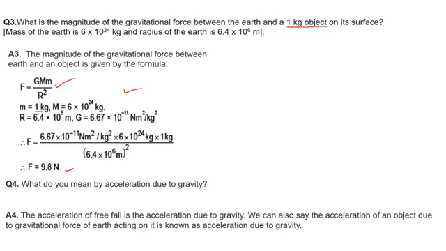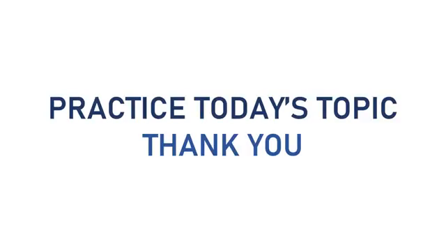Clear? Now, what do you mean by the acceleration due to gravity? The acceleration of a free fall object is the acceleration due to gravity. The actual acceleration which is caused by gravity is nothing but the acceleration due to gravity. Simple. We can also say that the acceleration of an object due to the gravitational force of the earth acting on it is known as acceleration due to gravity.